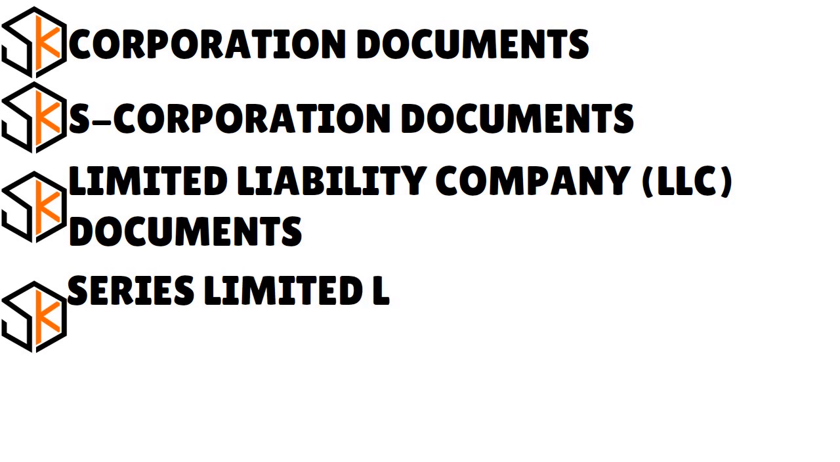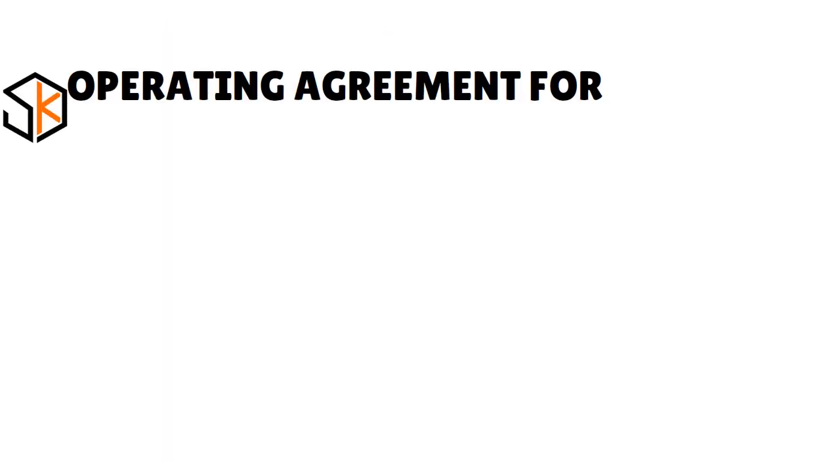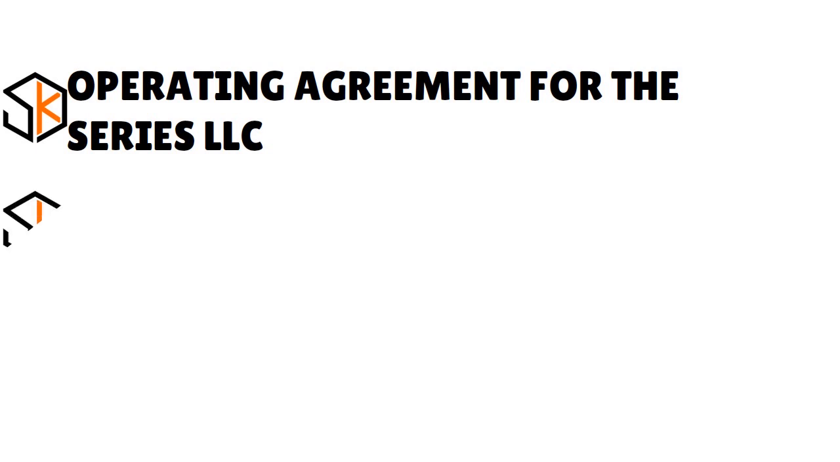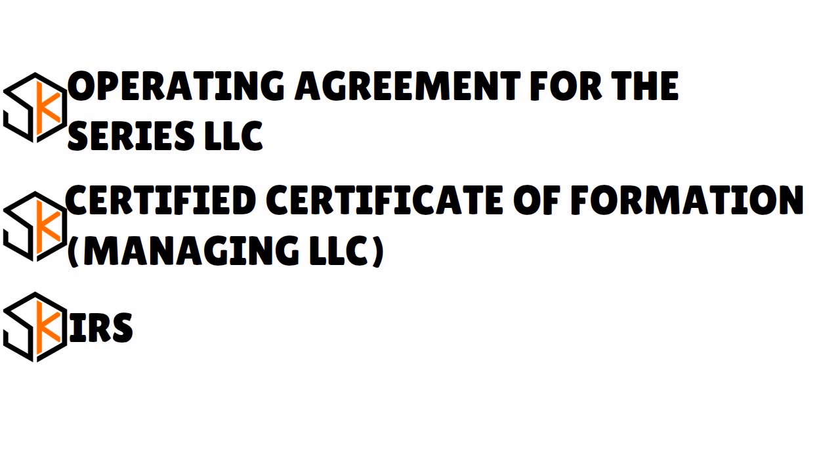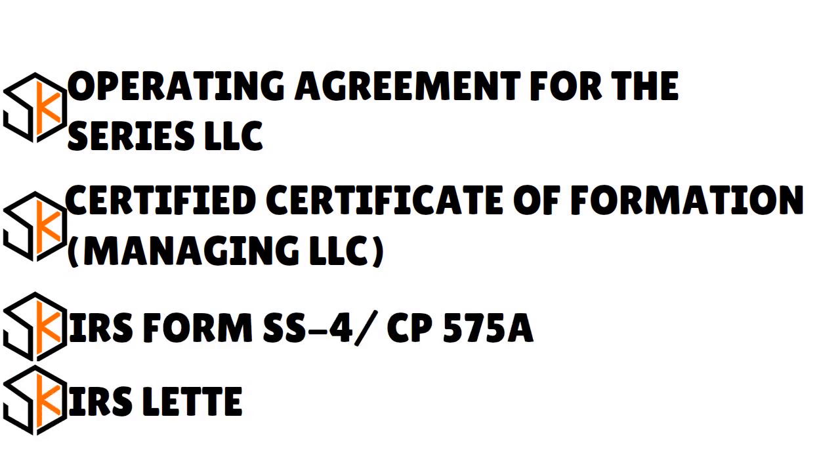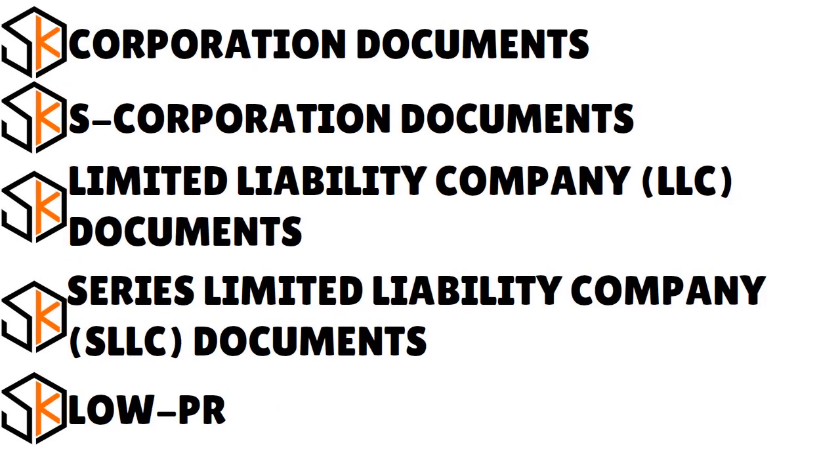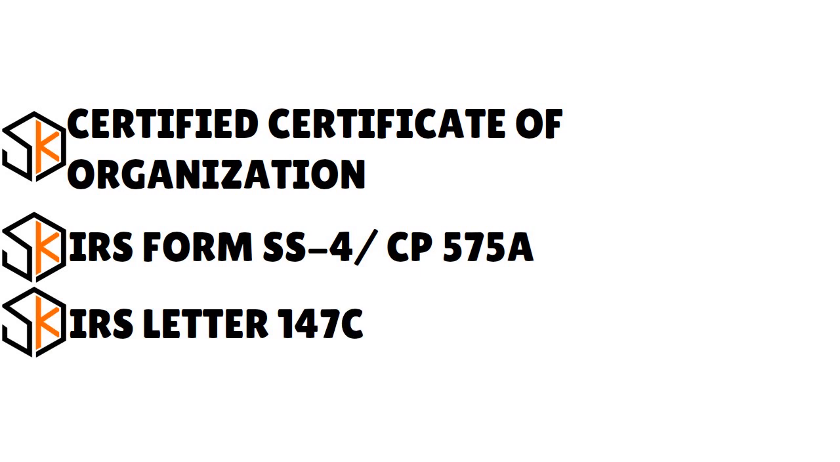What about series limited liability company, SLLC, documents? You want to have the operating agreement for the series LLC and the certified certificate of formation managing LLC and IRS form SS4 CP575A or IRS letter 147C. What about low profit LLC documents? You want to have a certified certificate of organization and IRS form SS4 CP575A or IRS letter 147C. We'll put this on the screen, by the way.